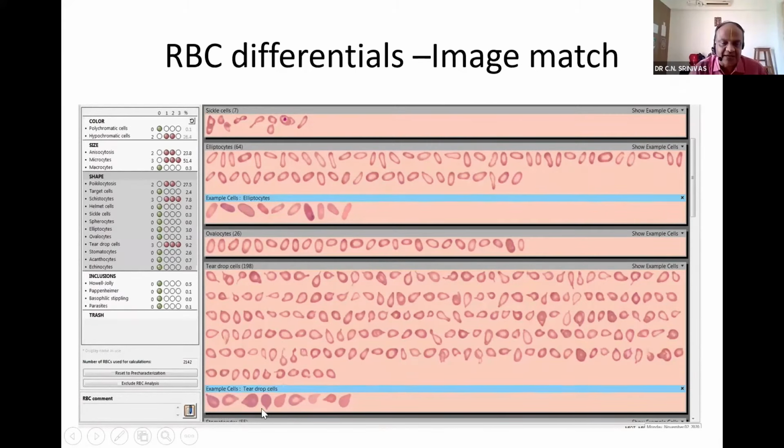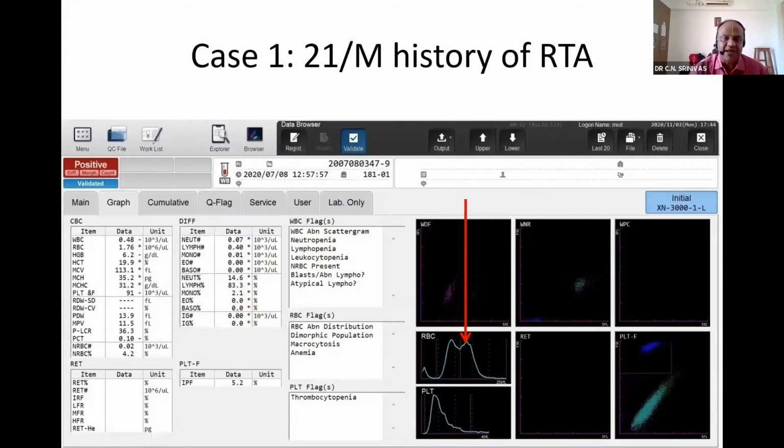And here also you have got examples of the teardrop cells in the library, a few of them, but you have got more of them from the smear itself for the comparisons, image match itself. So let us see how we can apply digital imaging to the day-to-day operations itself. I have got a few cases for understanding.